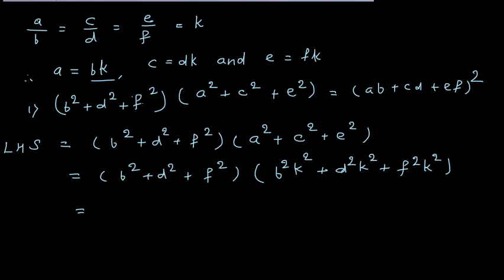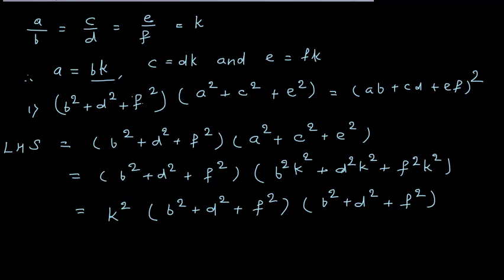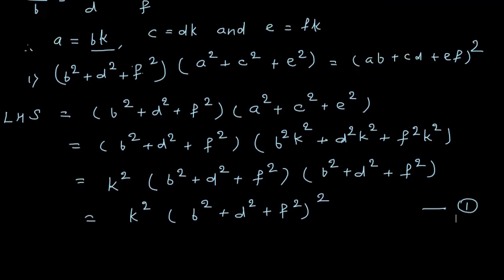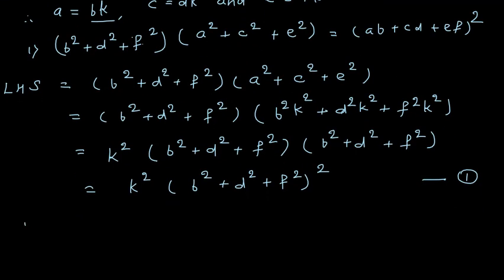So this K square is common, so let us take this K square common, and then it will become B square plus D square plus F square. Here also it will become B square plus D square plus F square. So this is K square into B square plus D square plus F square the whole square. Now let us treat this as equation 1. Now let us analyze what is RHS, right hand side.